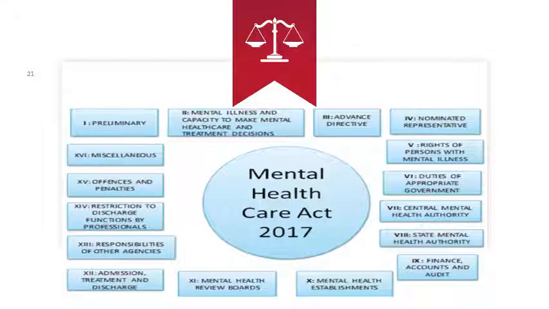Now about the Mental Health Care Act 2017, it has 16 sections. The first one is the preliminary section, second is mental illness and capacity to make mental health care and treatment decisions, third is advance directive, 4 is NR or nominated representative, and fifth is rights of persons with mental illness. 6. Duties of appropriate government. 7. Central Mental Health Authority. 8. State Mental Health Authority. 9. Finances, Accounts and Audit. 10. Mental Health Establishment. 11. Mental Health Review Boards. 12. Admission, Treatment and Discharge. 13. Responsibilities of other agencies. 14. Restriction to discharge functions by professionals. 15. Offences and penalties. And lastly, miscellaneous.